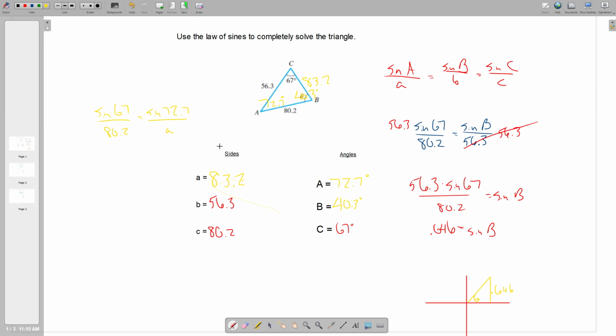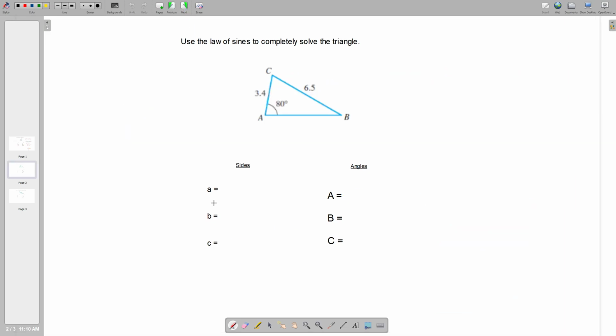All right, let's try a couple more of these. So for the next one, we're going to find little c, we're going to find big B, and we're going to find big C. So what do I know? I know little a is 6.5. I know little b is 3.4. I need to find that one. Big A is 80 degrees, and that's all I know.